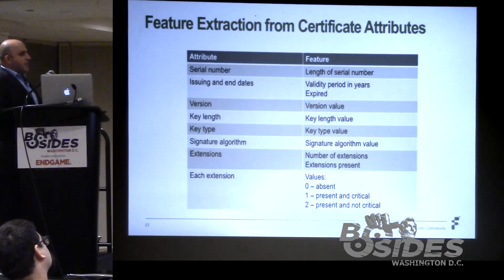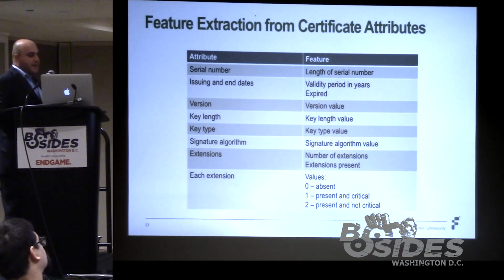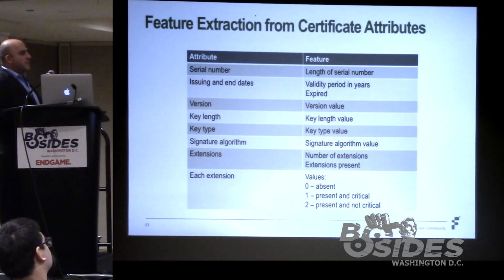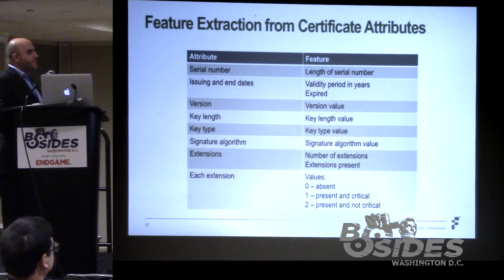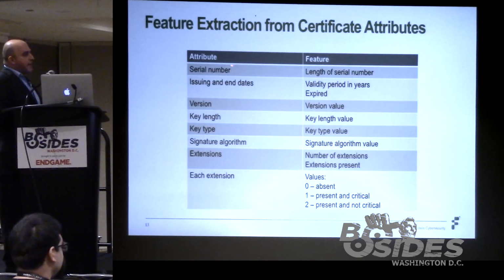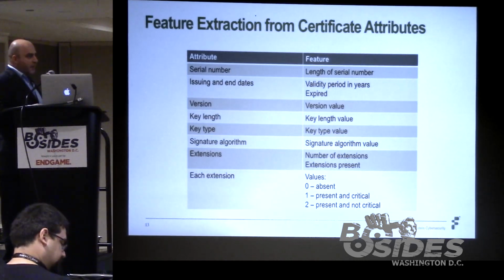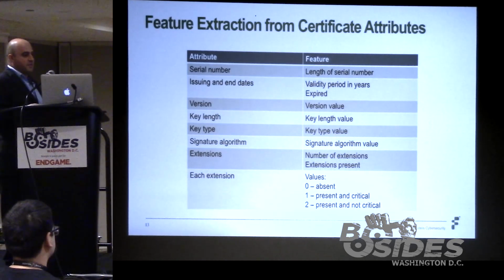I'll get here into this feature extraction from attributes in some detail. And this is basically the bulk of the work. The algorithms are well known and well established, and the bulk of the work is actually two parts: obtaining the malicious certificates and doing the feature extraction. For the serial number, we use the length of the serial number. The value of the serial number doesn't mean much. If two serial numbers are close, that doesn't mean that there is similarity.